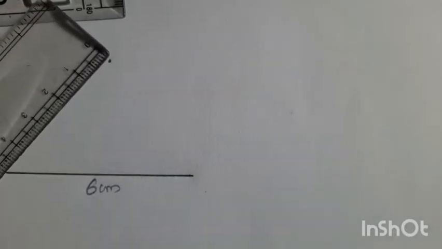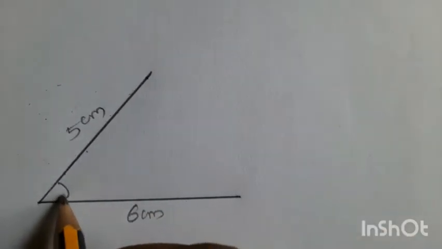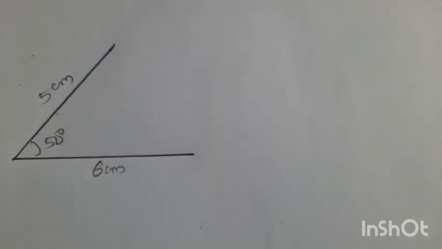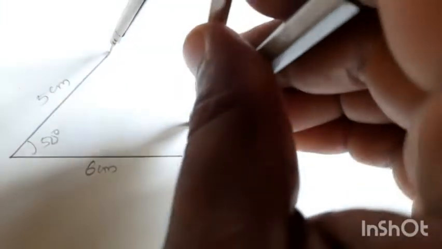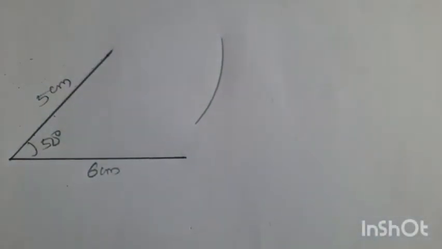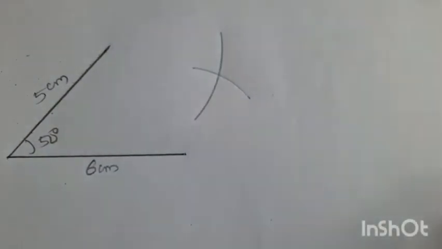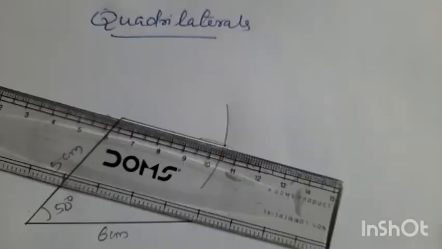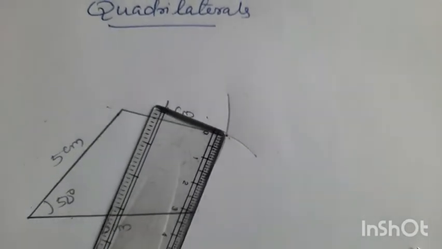Then draw a length of 5 centimeter from here. 5 centimeter, the angle is 50 degree. Then using the compass, draw an arc of 4 centimeter from here. You must draw the 4 centimeter arc. Then from this point draw a 3 centimeter arc. So from here 4 centimeter, from here 3 centimeter. Join the line of 4 centimeter and 3 centimeter.